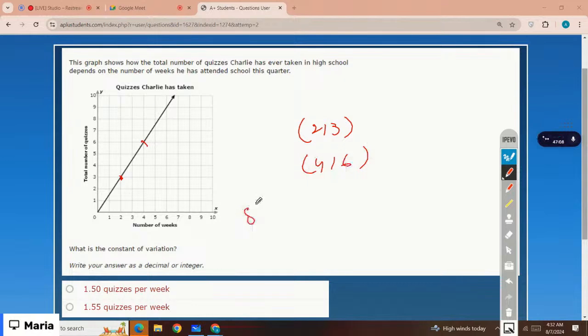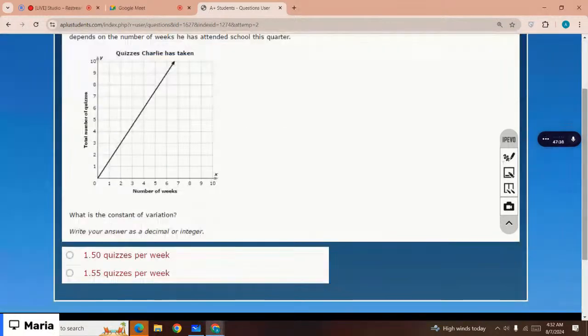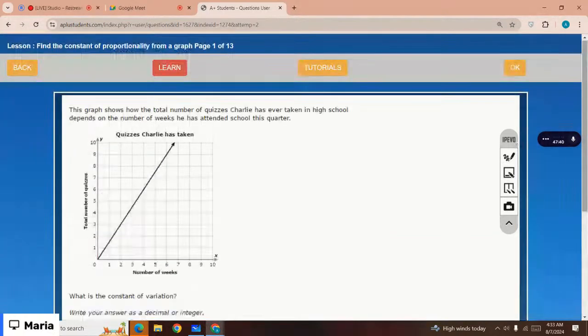slope. So the slope is y2 minus y1 divided by x2 minus x1, right? So 6 minus 3 is 3, 4 minus 2 is 2. So 3 divided by 2 is 1.5. So that means the constant of variation is 1.5 quizzes per week. Got it? The correct option is 1.5. Option number 1 is the correct option.